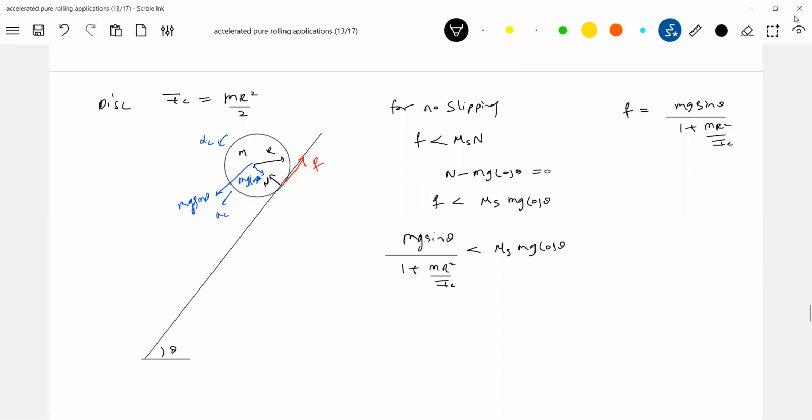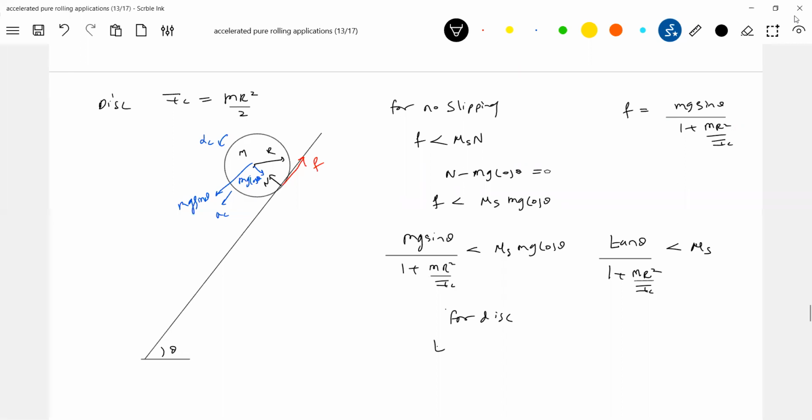For a disk, okay, let me write it here. So this should become tan theta by (1 plus mr square by Ic) less than mu s. That is a very important equation, what I brought here. Okay, after this what to do? Now for a disk, what is Ic? mr square by 2. This is a generalized formula.